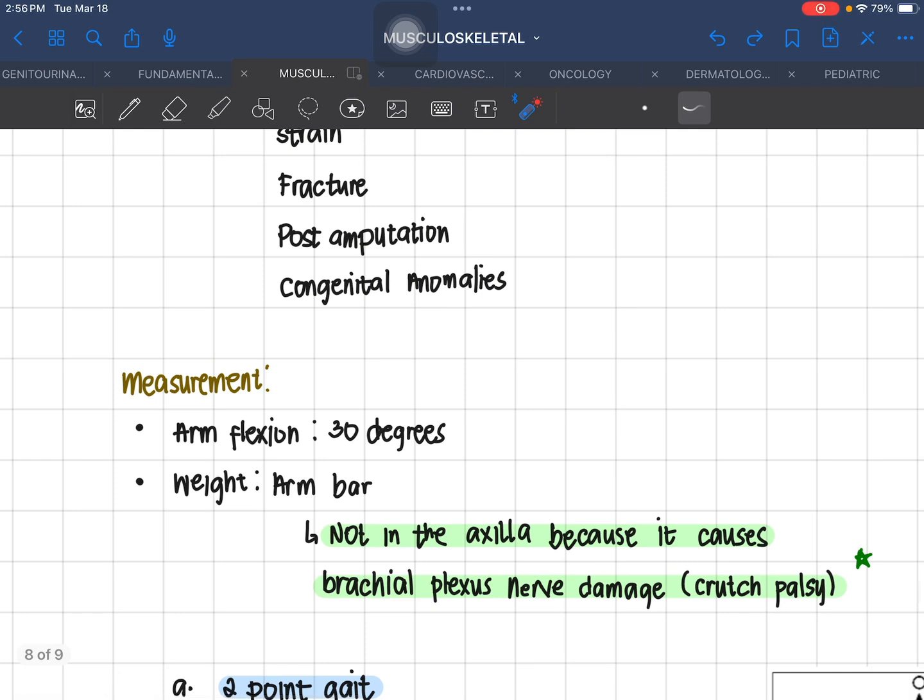So, ang measurement dito sa arm flexion, 30 degrees, and then sa weight, yung weight mo dapat ay nasa arm bar. Hindi mo ilalagay yung weight mo sa axilla mo kasi it can cause brachial plexus nerve damage o crutch palsy. Again, yung weight mo ay dapat binibigay mo sa arm bar, hindi sa axilla. Kasi kapag sa axilla, it can cause brachial plexus nerve damage o tinatawag na crutch palsy.